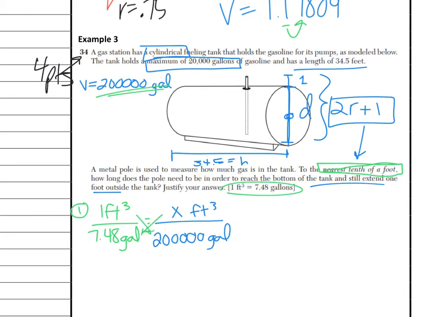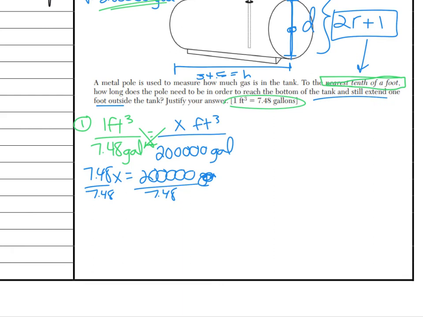So I cross multiply. 7.48 x equals 200,000. 1, 2, 3, 1, 2, 3, good. And I don't need the gallons anymore. So then we divide. And this tells me that the volume in total is 2673.79679. And this is now in feet cubed because we just transferred from gallons into feet cubed. Okay, so that's our first step.